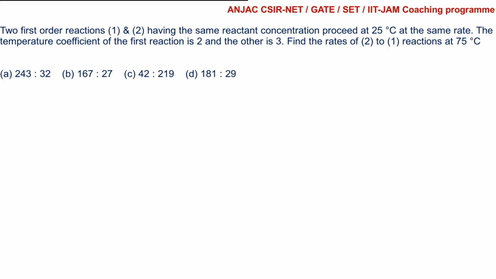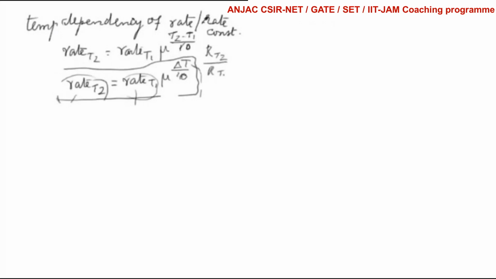The options for this problem are: A, 243 is to 32; B, 1667 is to 27; C, 42 is to 219; and D, 181 is to 32. Here, two sets of reactions are given, but this is the equation we are going to use.